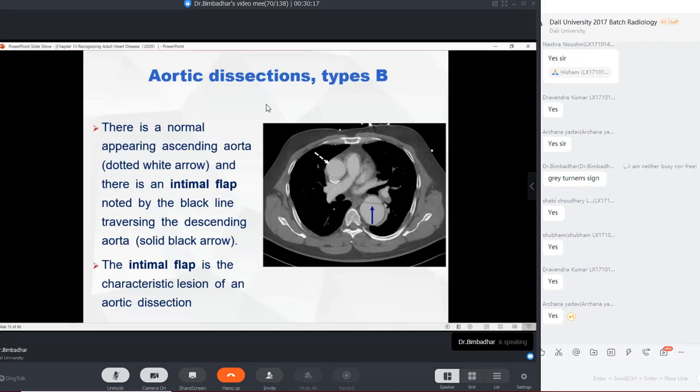Okay, the only radiographic sign is that you will be seeing a thin separation line between the intimal layers. A thin line present within the lumen of the blood vessel is considered as the dissection. That's the main diagnosis on a CT. Other than this, there is nothing else.